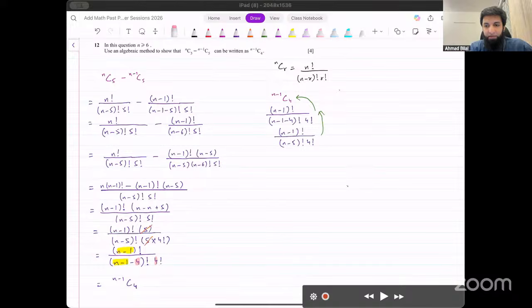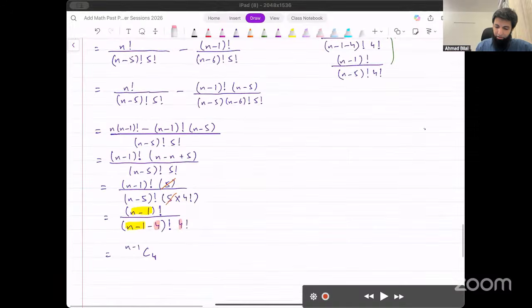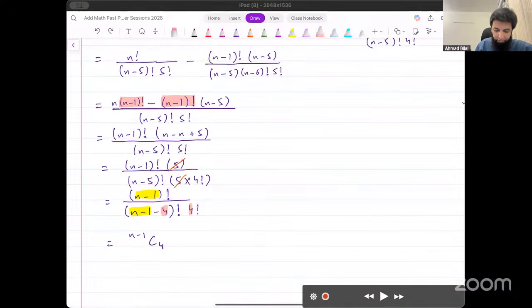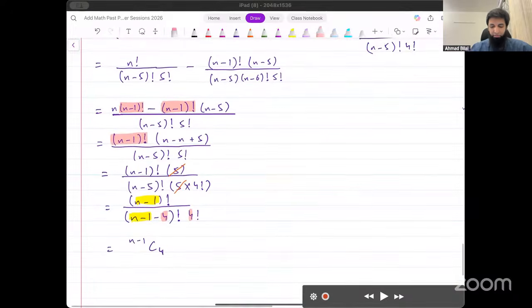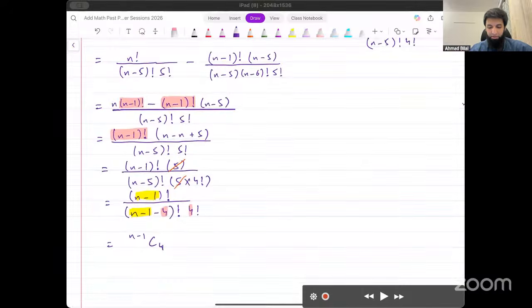How n minus n plus 5 is obtained? I took n minus 1 whole factorial common from both the terms. When I took that common, I'm left with this n minus n minus minus 5, which is plus 5. So I took n minus 1 whole factorial common there, right? From the numerator. That left me with n minus n plus 5. Does that make sense?